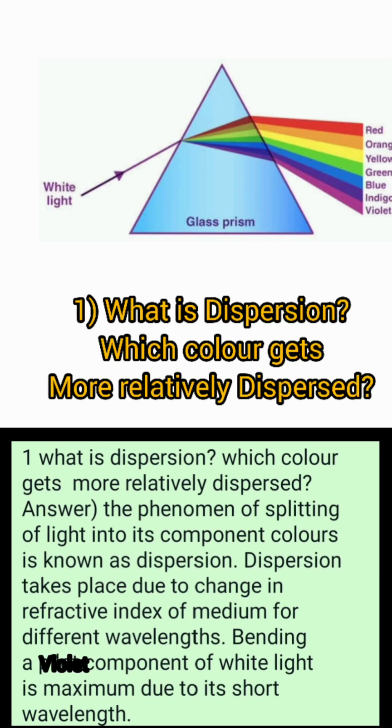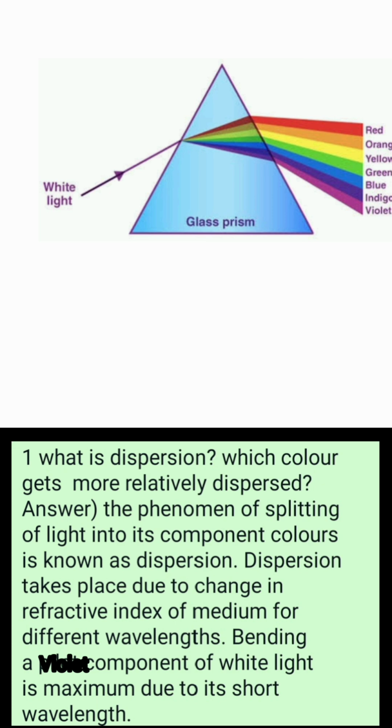1. What is dispersion? Which color gets more relatively dispersed? Answer: the phenomenon of splitting of light into its component colors is known as dispersion. Dispersion takes place due to change in refractive index of medium for different wavelengths. Bending of the violet component of white light is maximum due to its short wavelength.